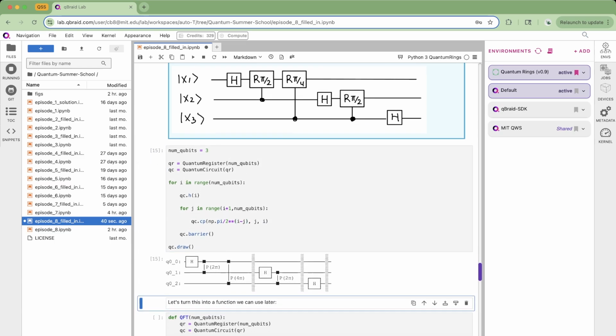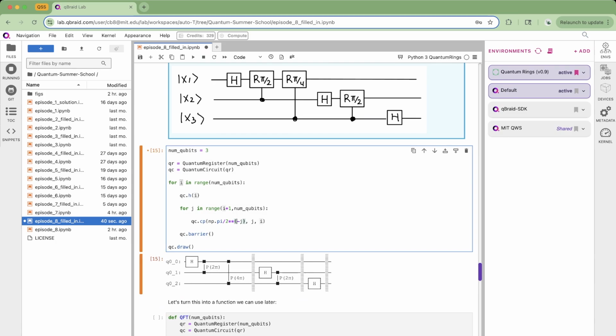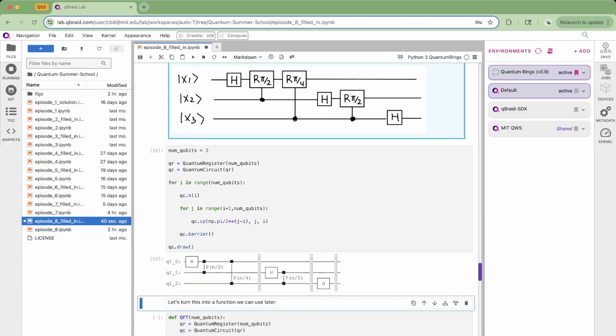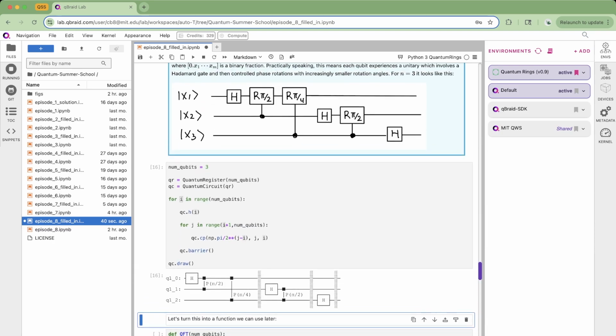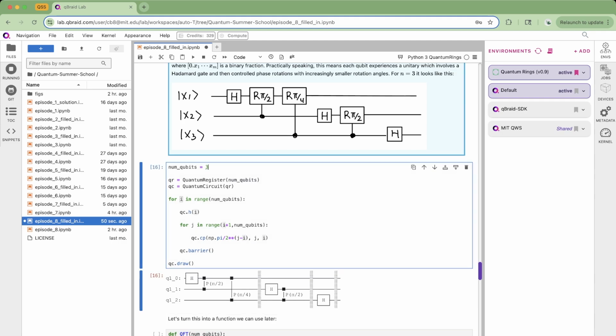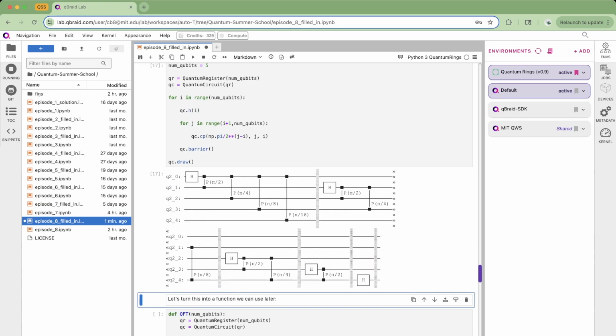Okay, so I can already see that I mixed up my i's and j's, so I'm just going to change this around. Okay, so now we have the same thing as the picture above. We have our Hadamard gate. We have a controlled phase of pi over 2 and then pi over 4, and then continuing like that for all the rest of the qubits. We can make the number of qubits bigger so you can see that pattern continuing.